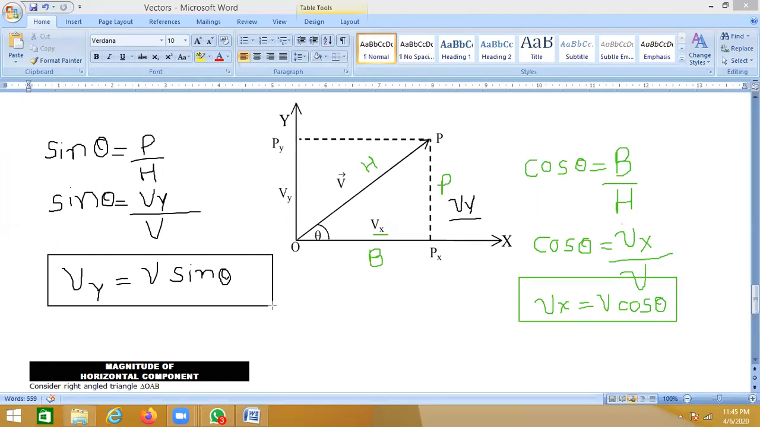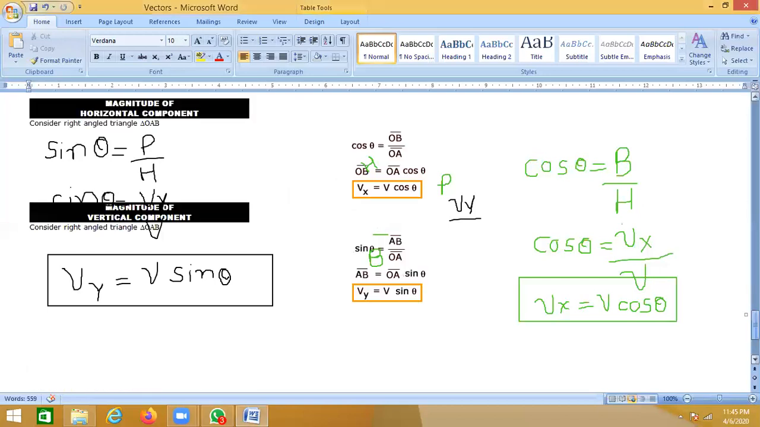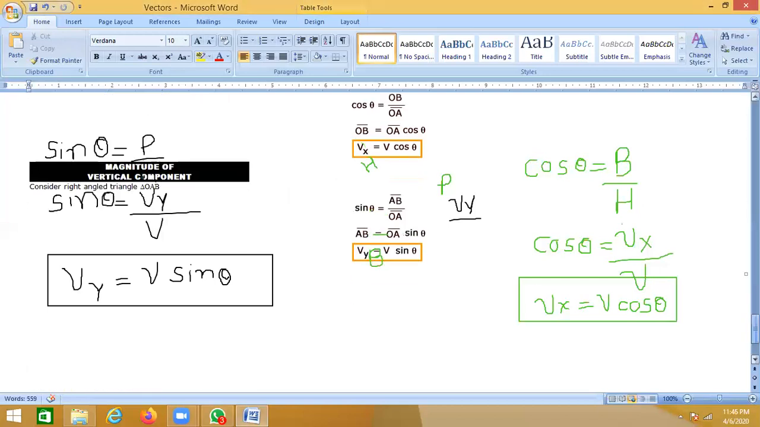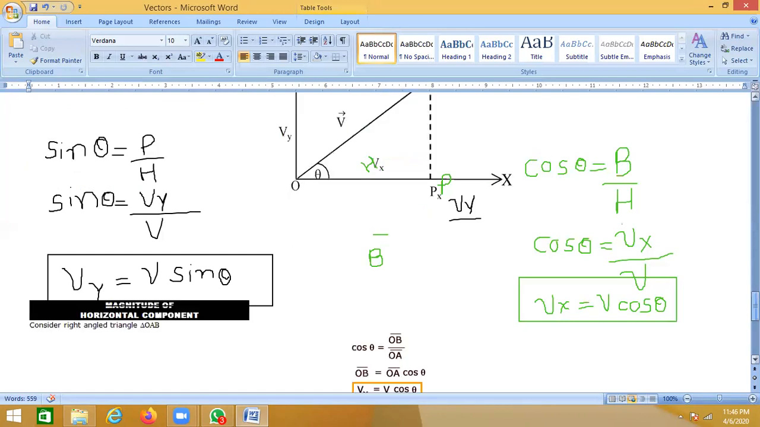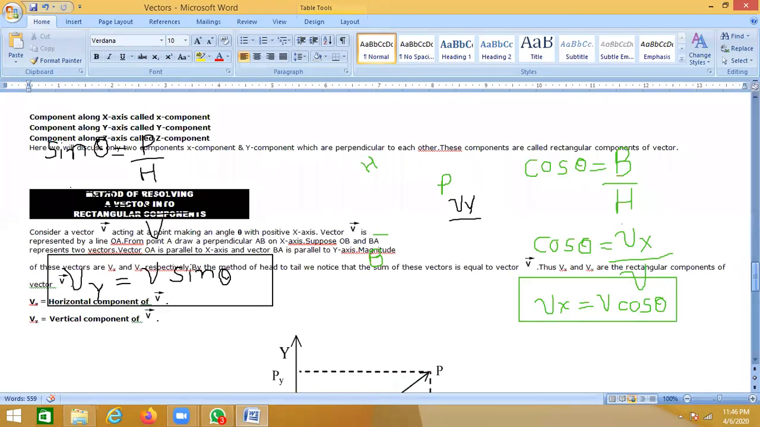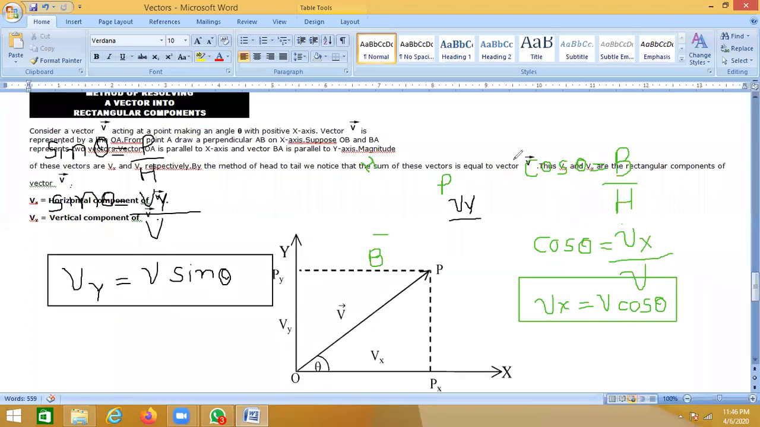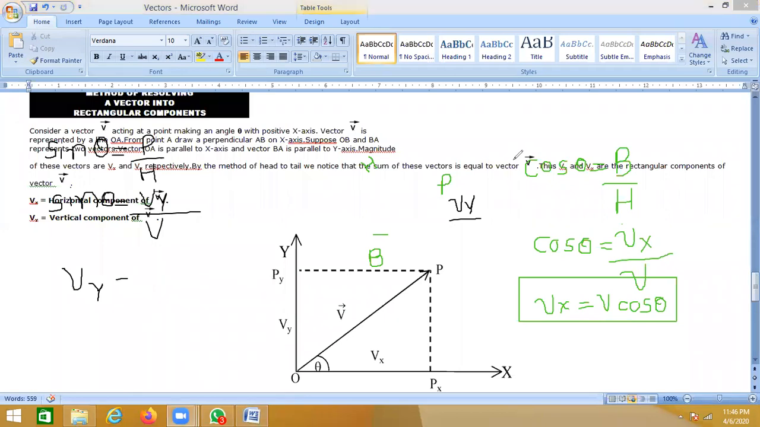Also in the book or in this handout, they have derived it in the same manner. You can see they have come up with the same formulas here, right? So I hope you have understood this derivation. As I've told you, this is very important as far as your exams are concerned, right? So let me clear the board quickly here.